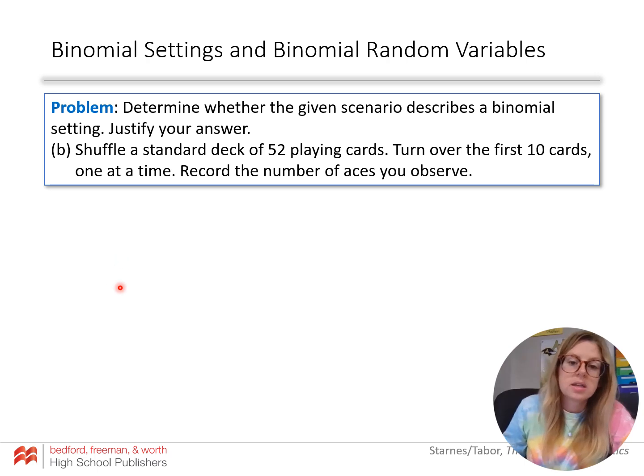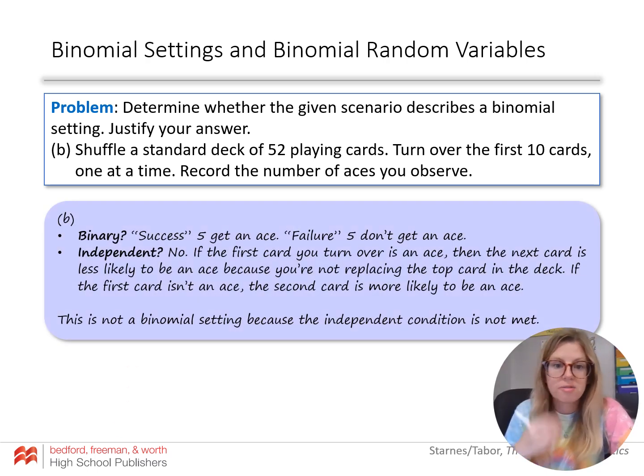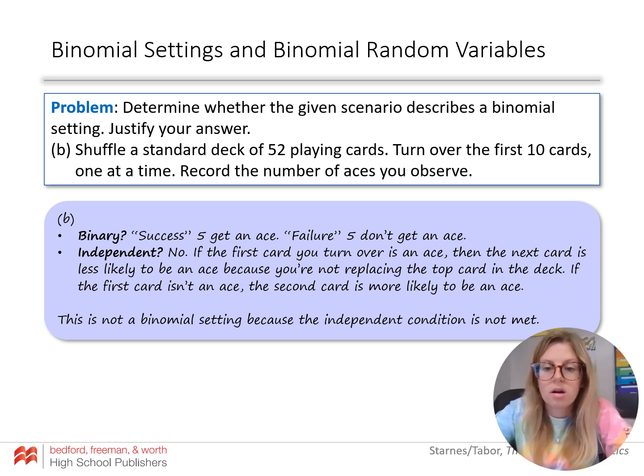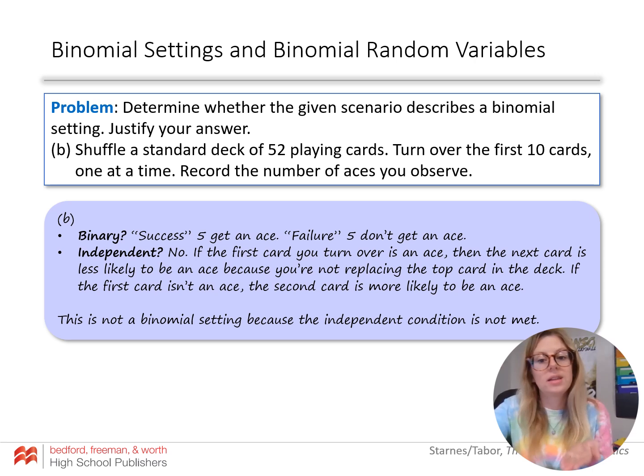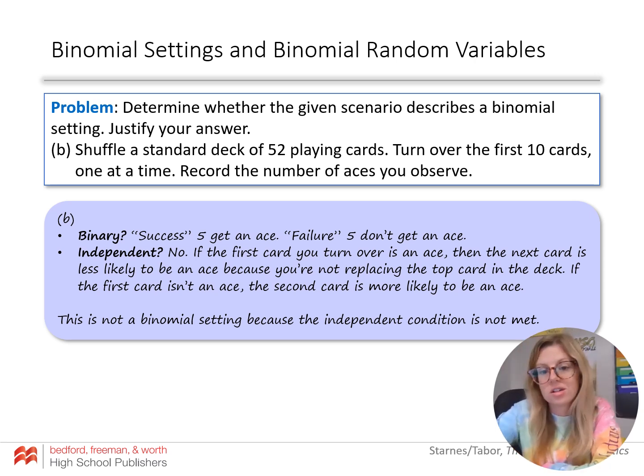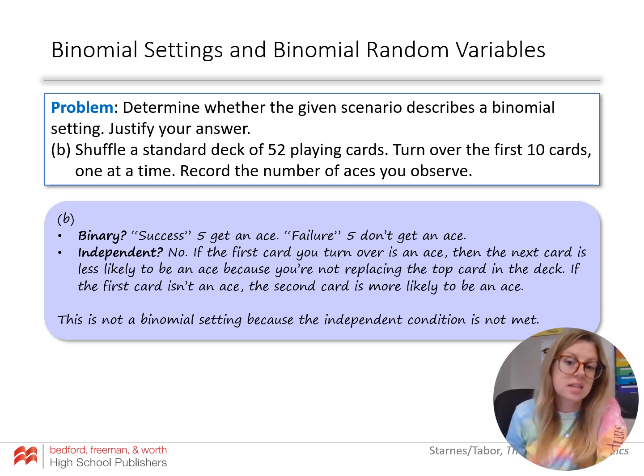But when we look at independence, this is where we actually are going to fail, because if I have a deck of cards and I flip one over and I get an ace, well, that's now one less ace in my stack of cards, which means that now the probability of getting an ace has changed. So whether I get an ace or not does affect the probability of me continuing to get aces. So therefore, they're not independent of each other. And I also don't have the same probability because the probability is changing every time I take a card, right? So this one is not a binomial setting.